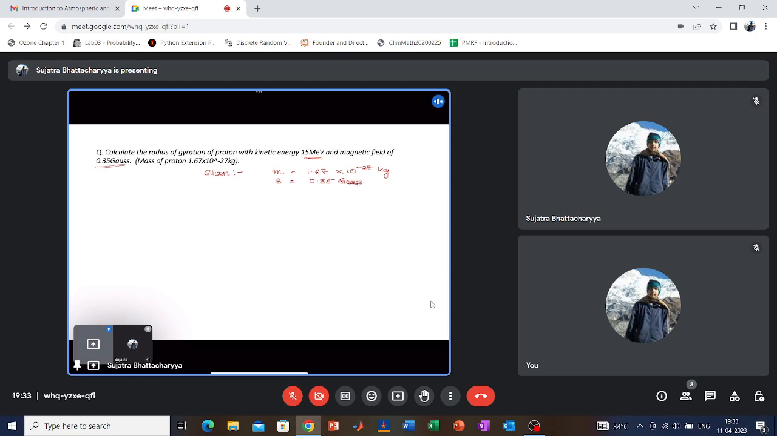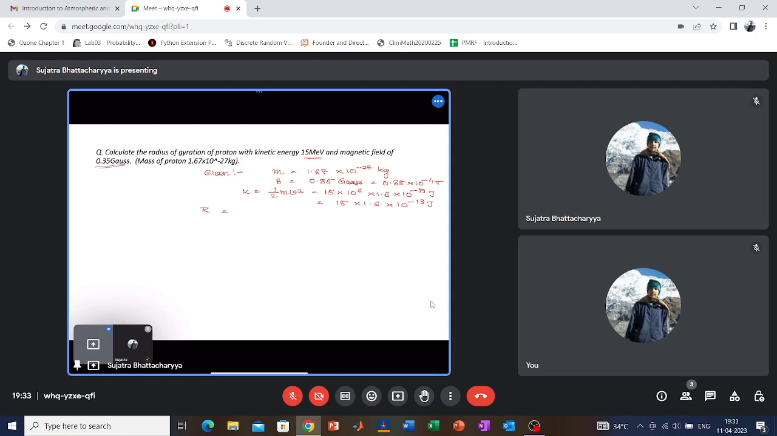And what is the conversion to Tesla? It's 0.35 into 10 to the power minus 4 Tesla. Kinetic energy is given. What is this kinetic energy? It is half mv square, or K. So that is 15 mega electron volts, so it's 10 to the power 6 into 1.6 into 10 to the power minus 19 joules. So it becomes 15 into 1.6 into 10 to the power minus 13 joules. Now what we need to find is the radius of gyration R.